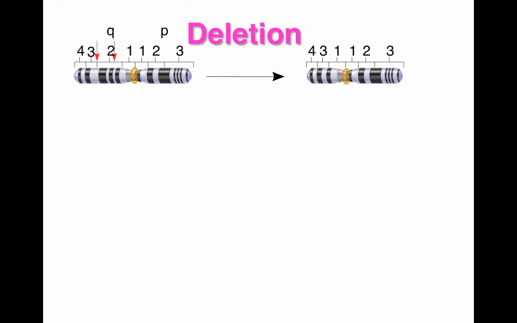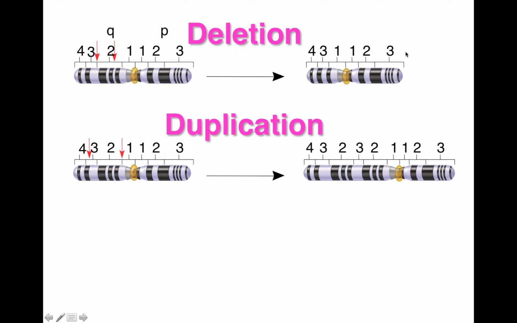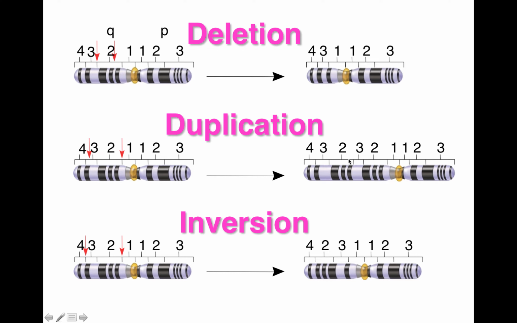Deletions can also occur. Here we're deleting this region number 2 here. We're missing it on this chromosome. And duplications can occur as well. We have this 2-3 region here repeated here. And inversions can happen where you flip a chunk of one arm of the chromosome out and flip it around and put it back in again. So here we read the regions of the chromosome on this long arm: 1, 2, 3, 4, and here it's 1, 3, 2, 4.